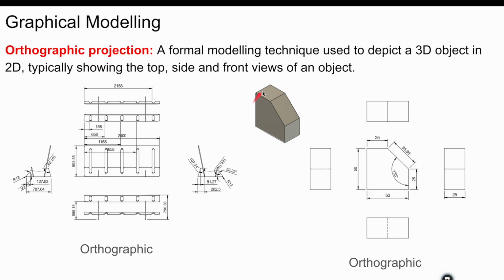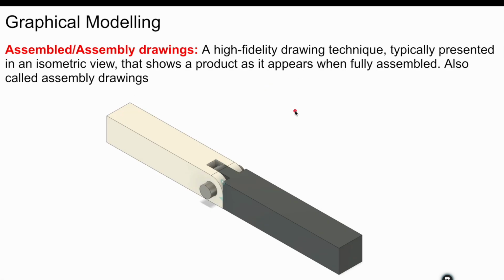This is the front, this is the top, this is the left right here, this is the right, and this is the bottom. An assembled or an assembly drawing is a high fidelity drawing technique typically presented in isometric view that shows a product as it would appear fully assembled. It's also called an assembly drawing.